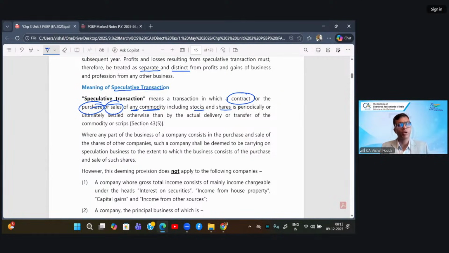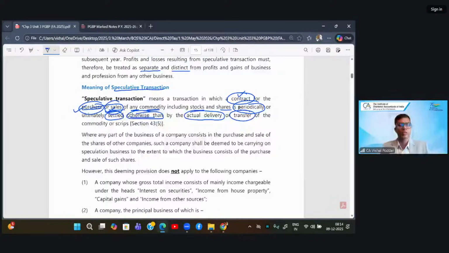So firstly, what is a speculative transaction? It is a contract of purchase and sale, like any other business contract. But then what is so special? What makes this purchase sale a speculation? The interesting part is where this purchase sale transaction is happening and it is periodically settled without actual delivery, without actual transfer. This is what is speculation.